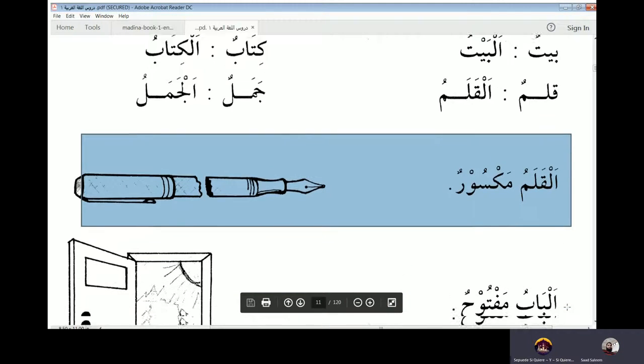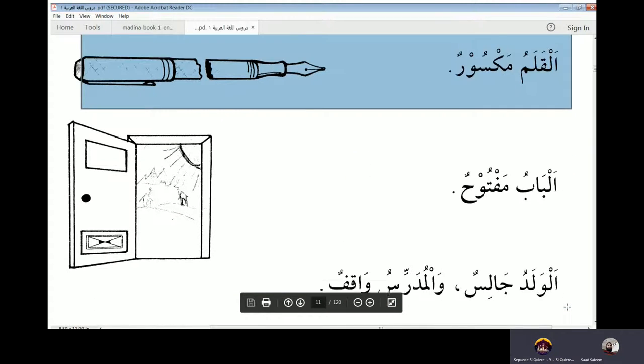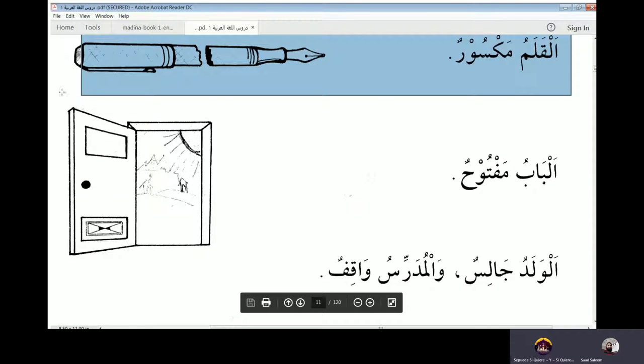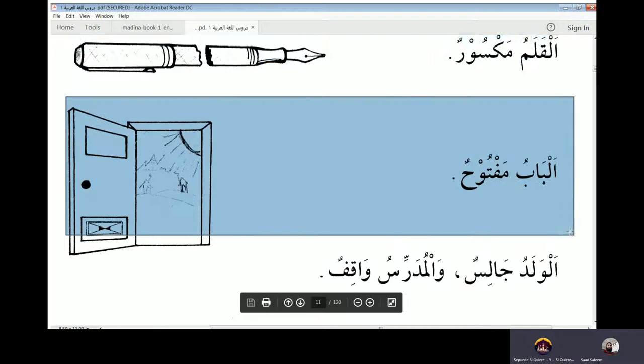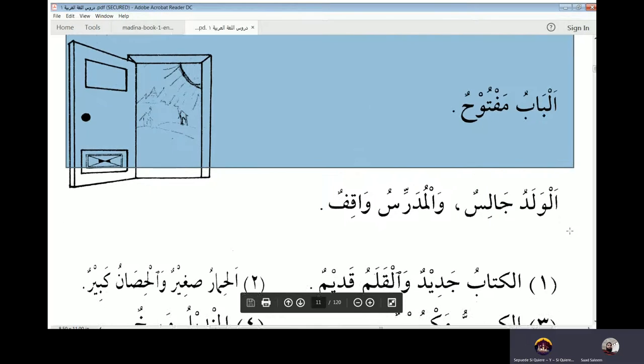Al-qalamu maksurun. The pen is broken. Good. Al-babu maftuhun. The door is open.